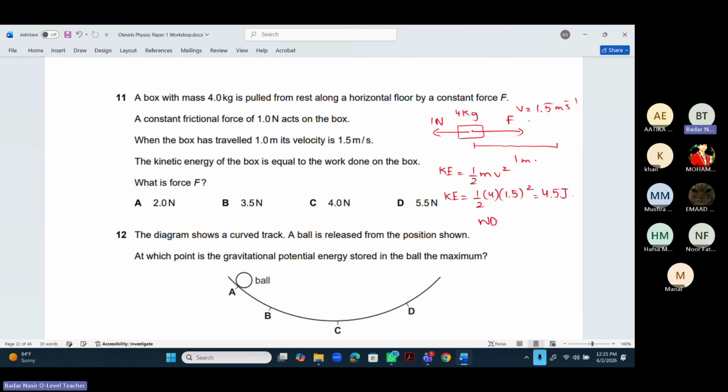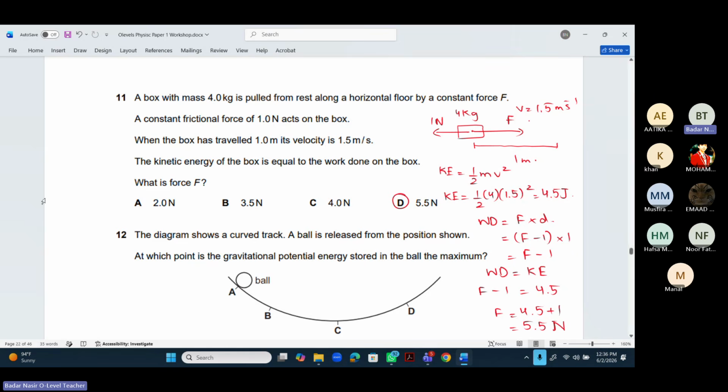So work done का formula force into distance. अब net force कितनी है? F minus 1 and the distance is 1. So work done is F minus 1. So आपके पास work done और kinetic energy equal है. So F minus 1 is equal to 4.5. So F is equal to 4.5 plus 1. That is 5.5 Newton. So the correct answer for question number 11 is D.